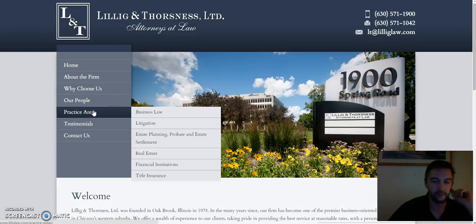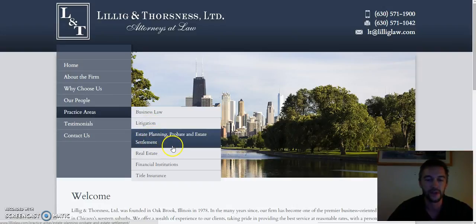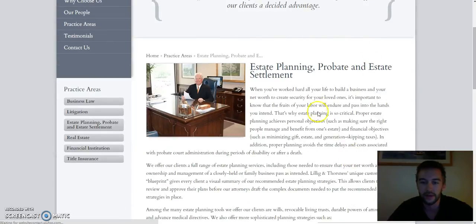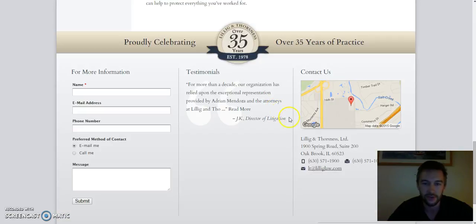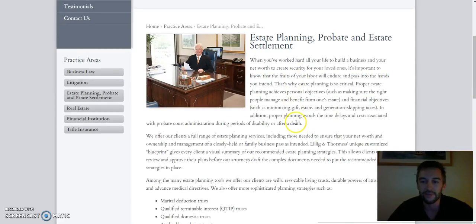So practice areas: business law, litigation, estate planning, real estate, financial institutions, title insurance. So it's good that they go into that, and that they bring up what they have. And so I'll just go into the estate planning and probate. So here's this page, which just is, you know, quite scary and boring, and probably no one will read.